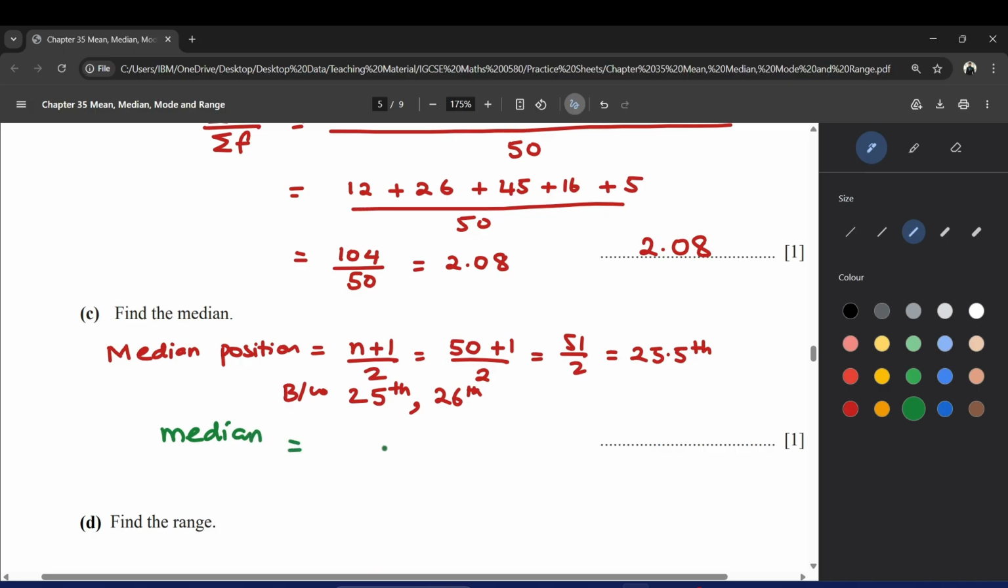now it's up to you. If you want, you can simply write 2, or if you want to show the whole working, that would be 2 plus 2 upon 2. That is also equal to 2. Okay.